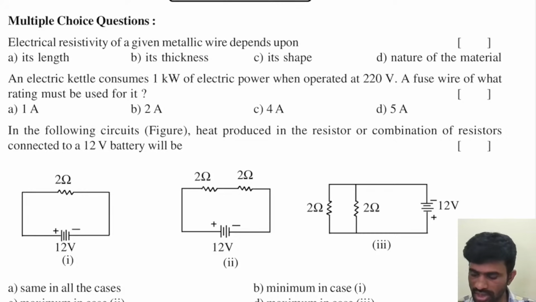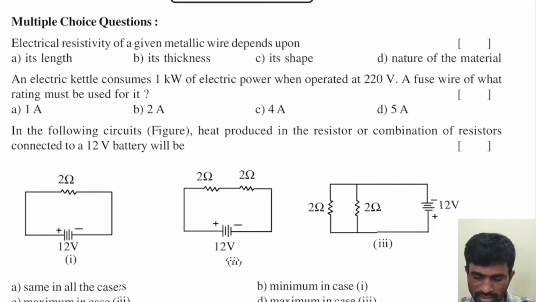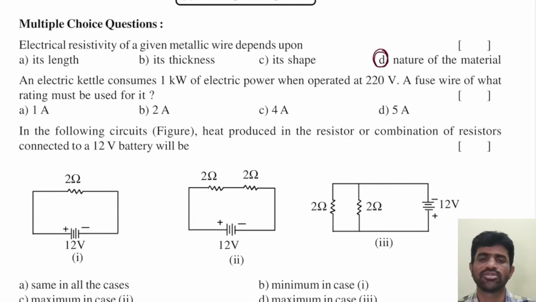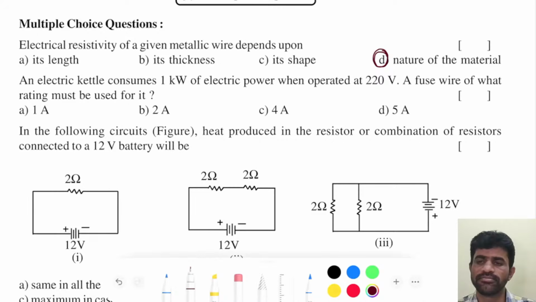So the answer to the first question is that resistivity does not depend on the first three, it depends only on the nature of the material. Material to material it will be different. The first question's option D is correct.